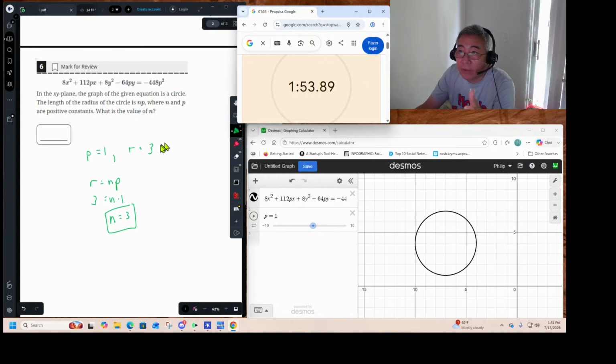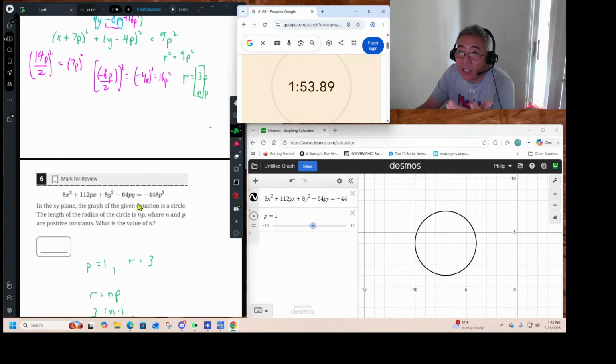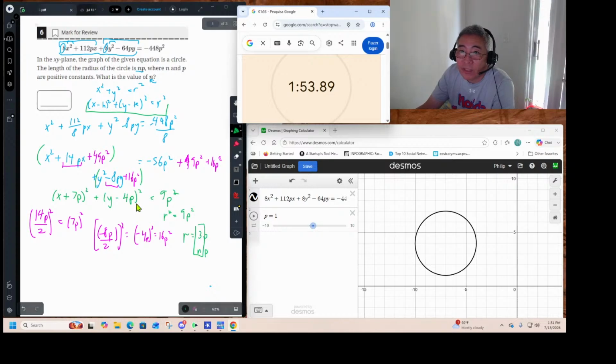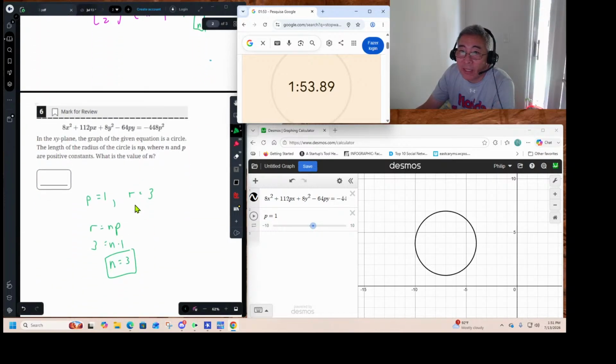Okay, so the Desmos method, the longest it would take would be 2 minutes. The algebra method, more like 4 minutes. They wanted to eliminate that advantage to Desmos users. They wanted students who knew how to deal with an equation like this to be able to get the answer faster.